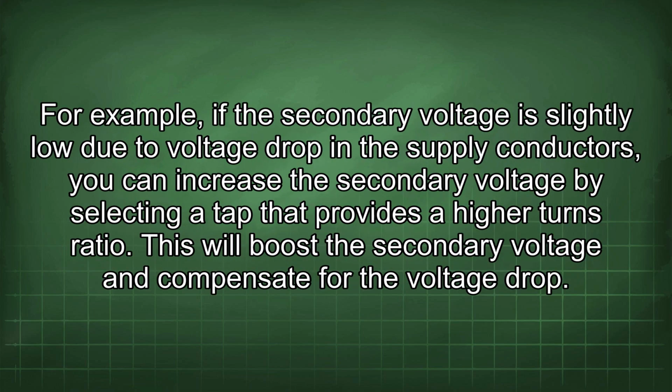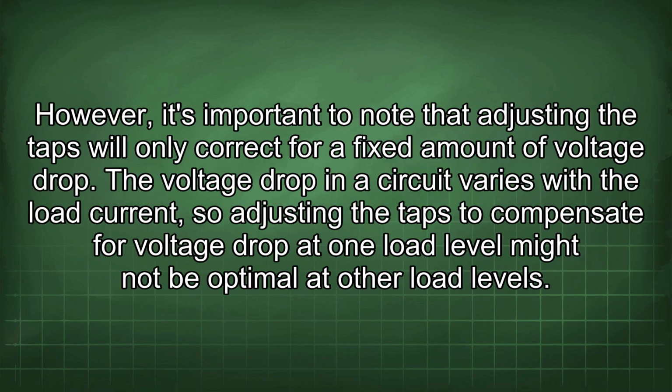For example, if the secondary voltage is slightly low due to voltage drop in the supply conductors, you can increase the secondary voltage by selecting a tap that provides a higher turns ratio. This will boost the secondary voltage and compensate for the voltage drop. However, it's important to note that adjusting the taps will only correct for a fixed amount of voltage drop. The voltage drop in a circuit varies with the load current, so adjusting the taps to compensate for voltage drop at one load level might not be optimal at other load levels.